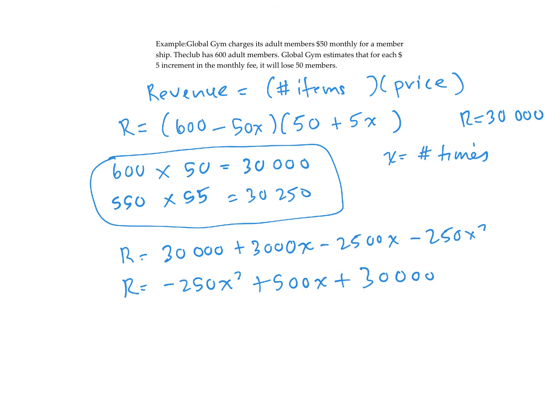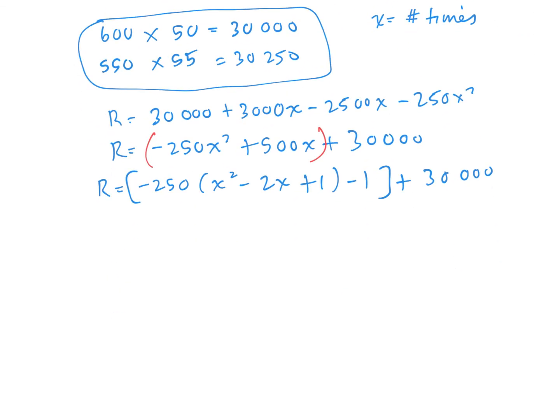So we want to complete the square to find the maximum. So we'll factor out this coefficient of negative 250. That leaves us with a negative 2x. Half of 2 is 1. Squared is 1. So plus 1 will make a perfect square. Minus 1, so we don't change the equation. And then we'll leave the 30,000 at the end here. And then if we factor this quadratic, we'd get x minus 1 twice. We're going to multiply negative 250 times negative 1, which is positive 250.